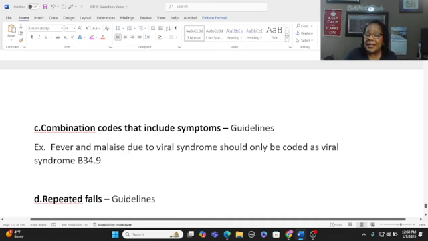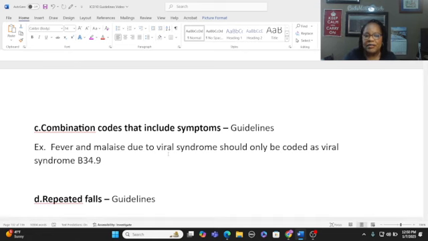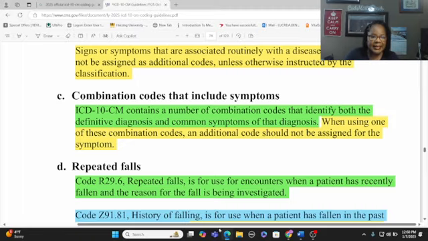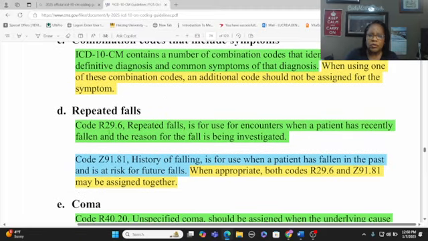And it clearly states fever and malaise due to. When I see that due to, I know that's my sign or symptom due to. It led to a definitive diagnosis. Code that definitive diagnosis. All right, we're down to D, repeated falls.